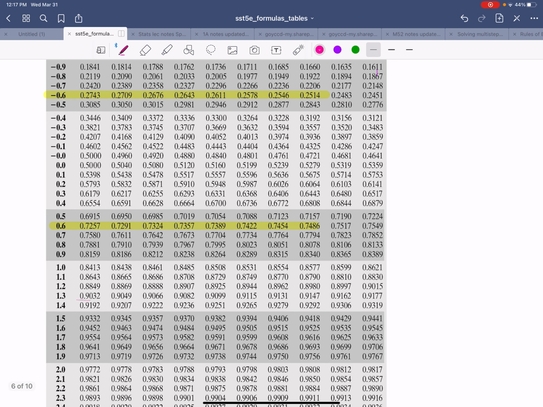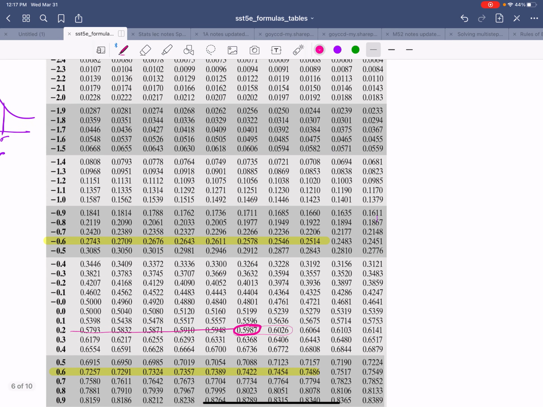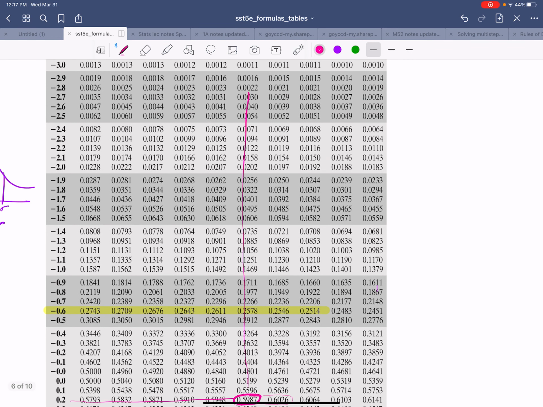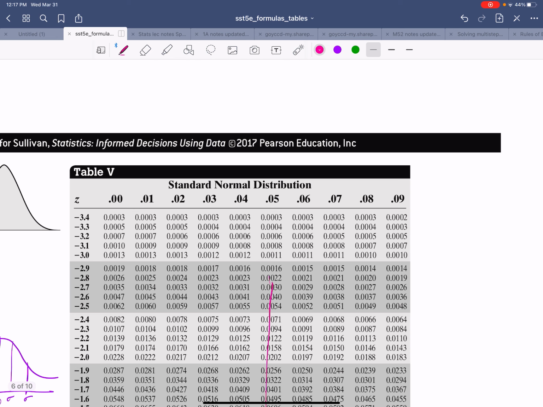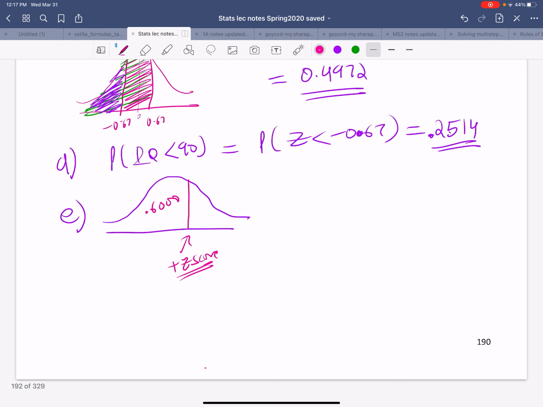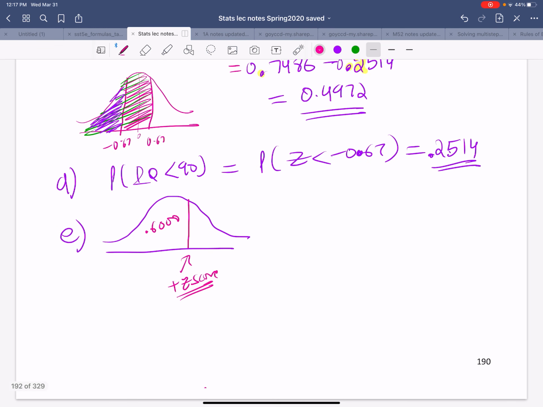0.60. 0.62 is here. Looks like in between these two, 0.6026 and 0.5987. Seems like 0.5987 is closer, so my z-score would be 0.25. So the z-score comes out to be 0.25, and we're looking for the data value.